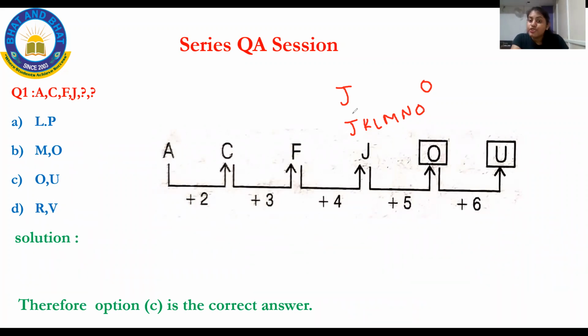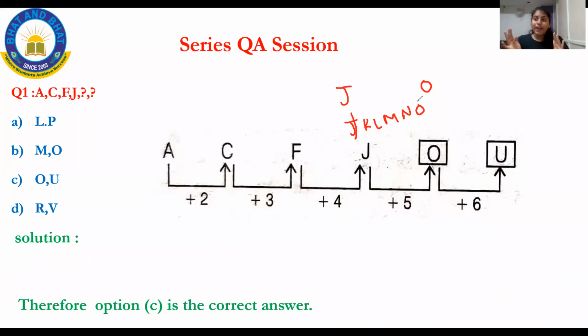You will get 6 letters. You have to leave J, or you have to leave O. You should not leave both. You have to leave any one letter. So see, J, K, L, M, N, O. You can leave J or you can leave O. It's left to your wish, but you should not leave both, only one.